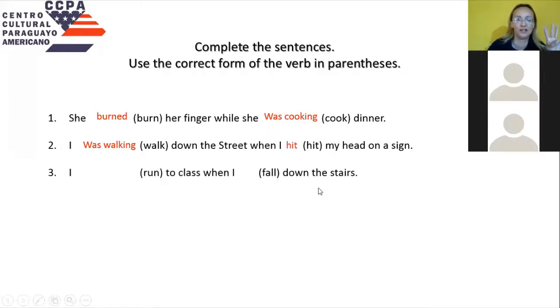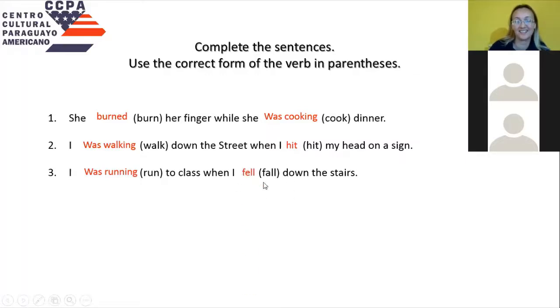Okay, third and last sentence. I, and in parentheses, we have run and fall. I was running to class when I fell down the stairs.